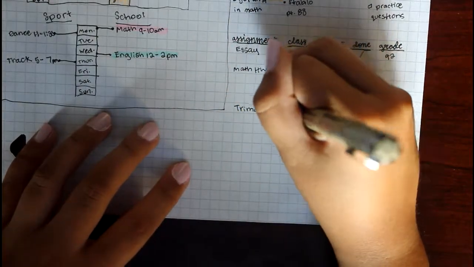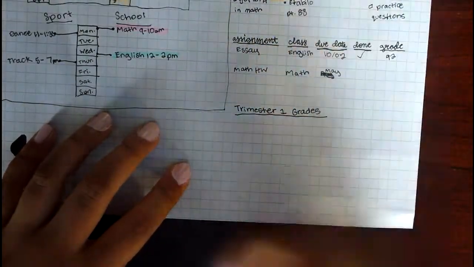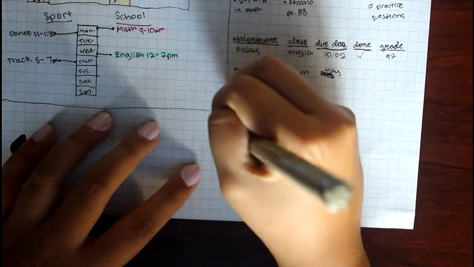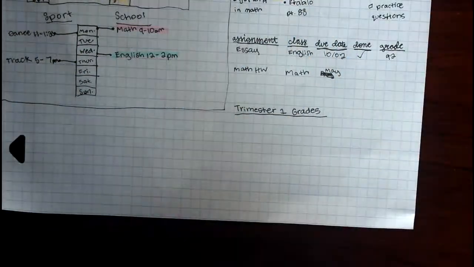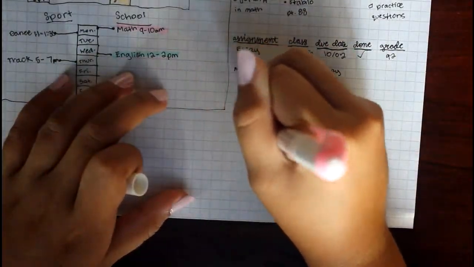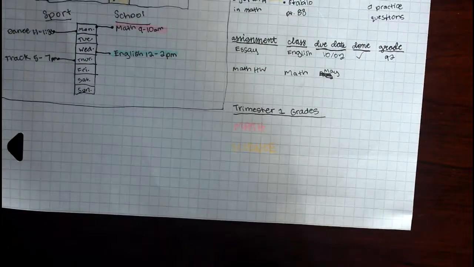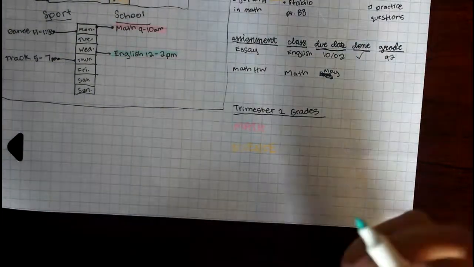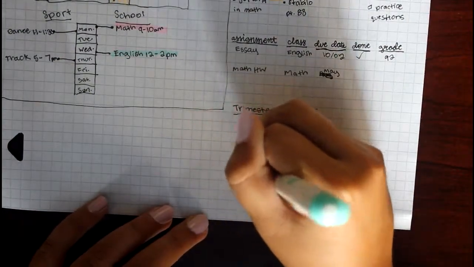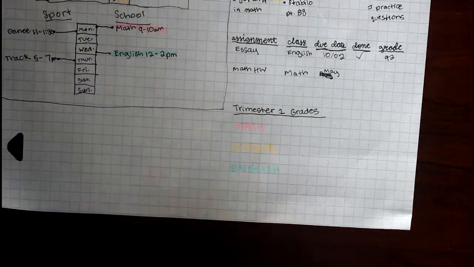Okay, so the last thing I'm doing is a grade tracker. So I have trimesters at the moment. When I move on to my next grade, I will have semesters instead of trimesters, but right now I have trimesters, so I have 3 different parts of the school year, so I divide my grades by trimesters. So I have trimester 1 grades, trimester 2 grades, trimester 3 grades.